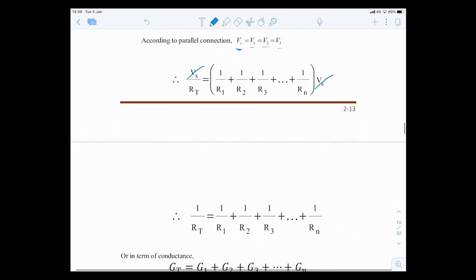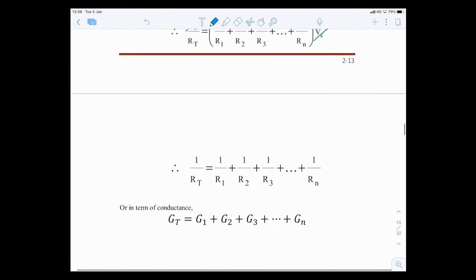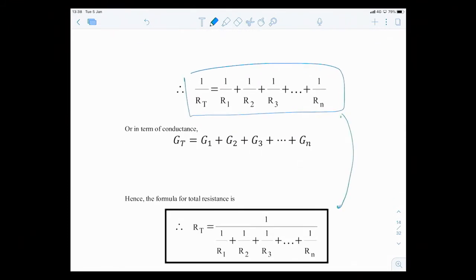So you end up with 1 over R total equal to 1 over R1 plus 1 over R2 plus 1 over R3 plus 1 over Rn. Okay, right? So therefore, if you want to find R total when you combine resistors that are connected in parallel, you have these general formulas. Or if you take the reciprocal of it, R total would become the reciprocal of 1 over R1 plus 1 over R2 plus 1 over R3. So this is the total resistance when you connect them in parallel.